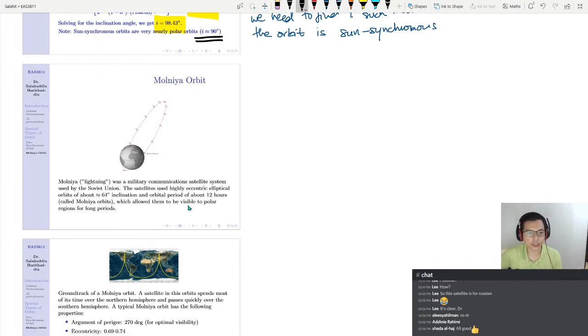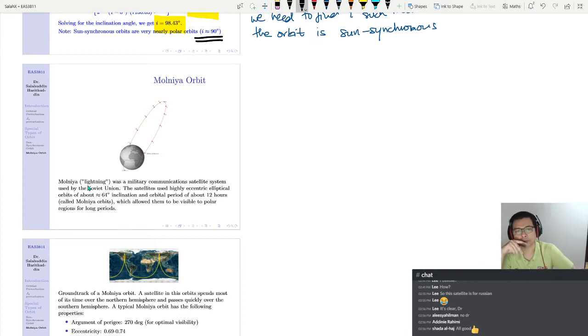So let's have another introduction for Molniya. Molniya means lightning. Okay, it's a military communication satellite system used by the Soviet Union for the reason I mentioned to you just now. They want to have a satellite which can stay above their head as long as possible. So if you have an equatorial orbit, well, that's not possible for them. If they want to have a geostationary orbit, that is also not possible for them, because remember, geostationary orbit, the inclination is always 0. So they can't have that.